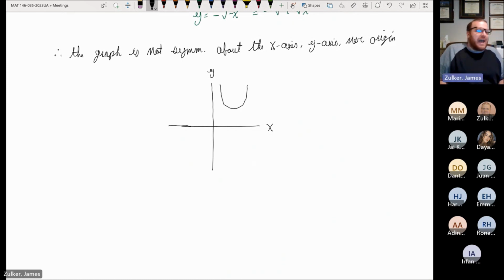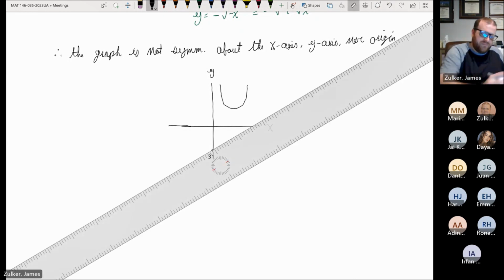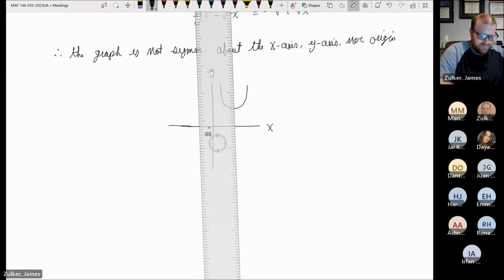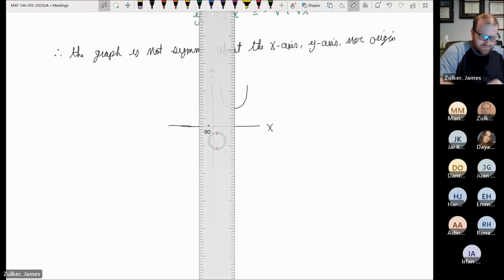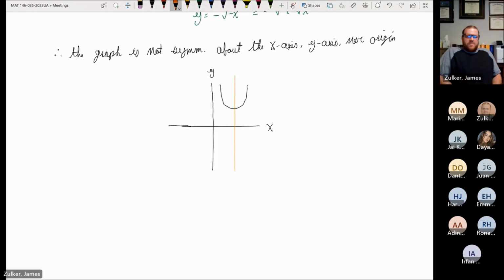Is this relation symmetric about the y-axis? Is it symmetric about the x-axis? What about the origin? But it does have symmetry. It is symmetric about that orange line.